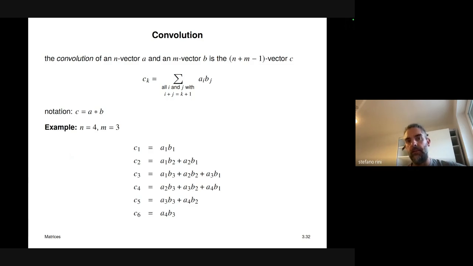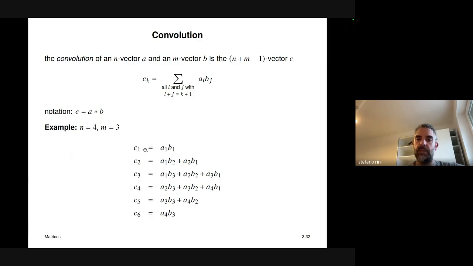So we have an n vector a and an m vector b. The result of the convolution will be an n plus m minus 1 vector c, where basically we take the a_i times b_j, where i plus j is equal to k plus 1. It looks a little bit strange, but bear with me. When you see it in the next slide as a representation, it will make more sense.